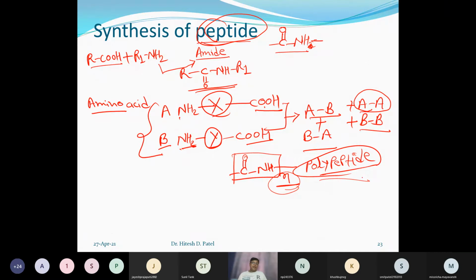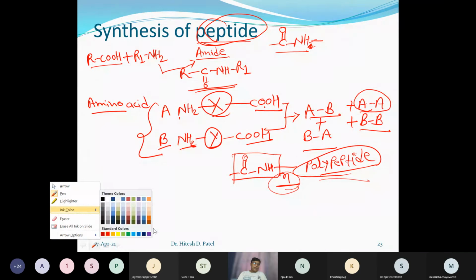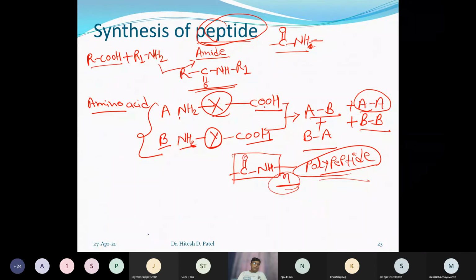Now the question is, suppose you want to prepare a pure AB polymer, AB peptide or BA peptide, then what do we have to do? If you want to prepare a pure single peptide, then we have to protect some groups. Now for the protection of groups, we have to use different types of protecting groups. So instead of NH2, we can write PG. PG means one protection we have done. The group is protected. Now there is no NH2. If NH2 is there, then only the reaction will take place.